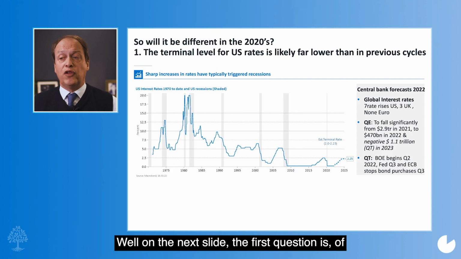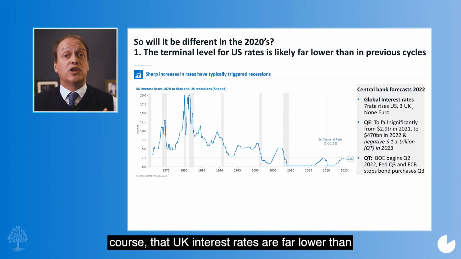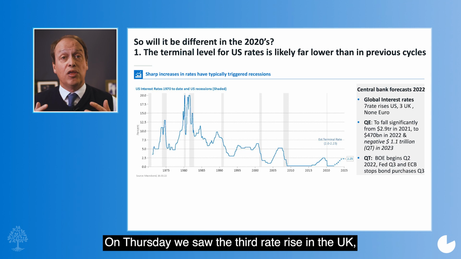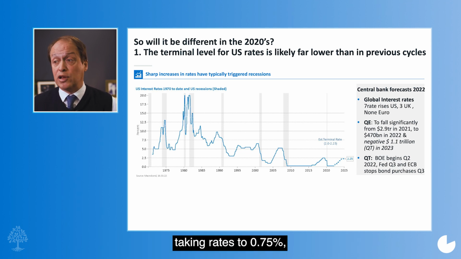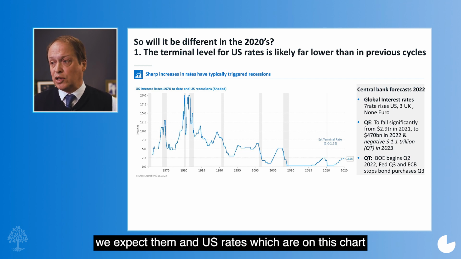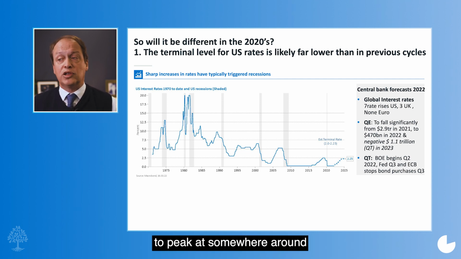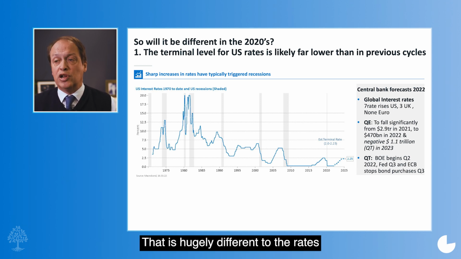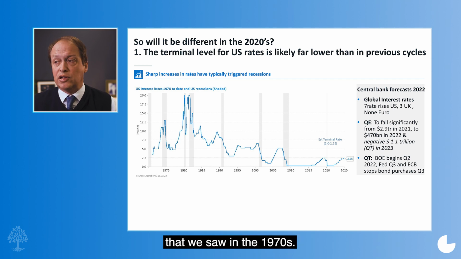Well, on the next slide, the first point is, of course, that UK interest rates are far lower than they've ever been at any point effectively in history. On Thursday, we saw the third rate rise in the UK, taking rates to 0.75%. We expect them and US rates, which are on this chart, to peak at somewhere around 2.25% to 2.5% as the terminal rate. That is hugely different to the rates that we saw in the 1970s.